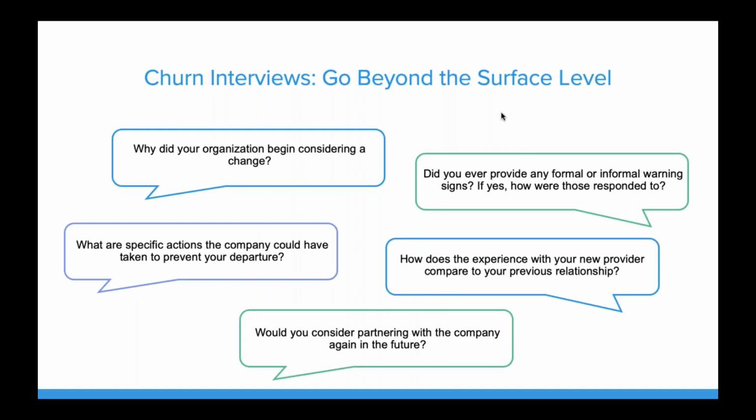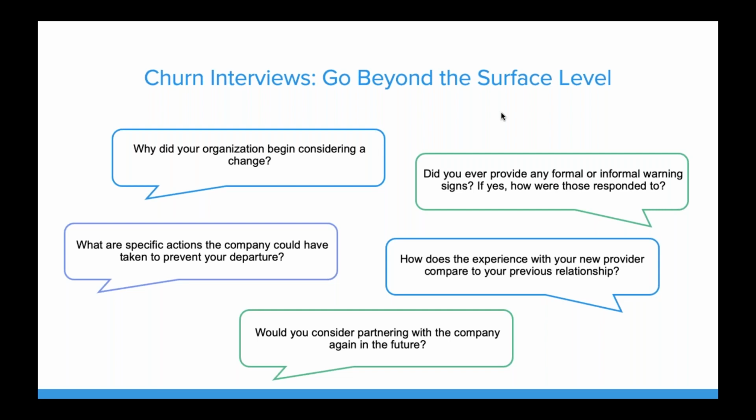All right. So if you are doing these interviews yourself, what's most important is to make sure to dig beyond the surface level answer. And so these are just a few sample questions. Why did your organization begin considering a change? Right? It's not just why did you make the change? It's also why did you even think about making a change? Like, walk me through that process.